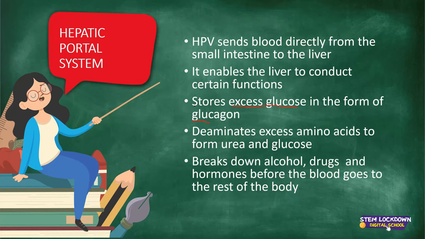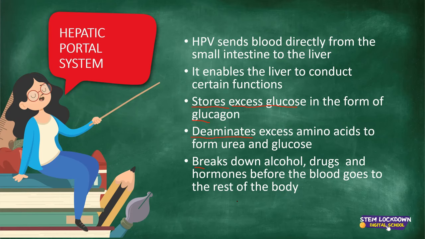So remember, here we have our first function, the storage of excess glucose, and we also have the deamination of amino acids to the form of urea and glucose. It breaks down alcohol, drugs, and hormones before the blood goes to the rest of the body. So that is the function of the hepatic portal system, right?